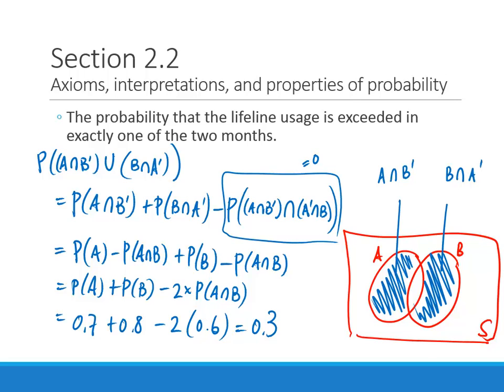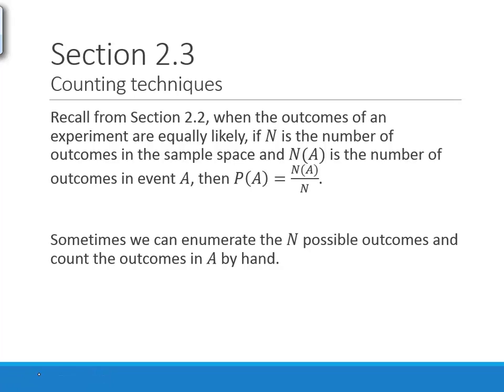Okay, moving on to section 2.3. We're going to talk about some counting techniques, which is where it starts to get fun in here. So if you remember from the previous section, we talked about how, when we have a certain number of outcomes in our sample space, like rolling a die, we had six outcomes, of course.